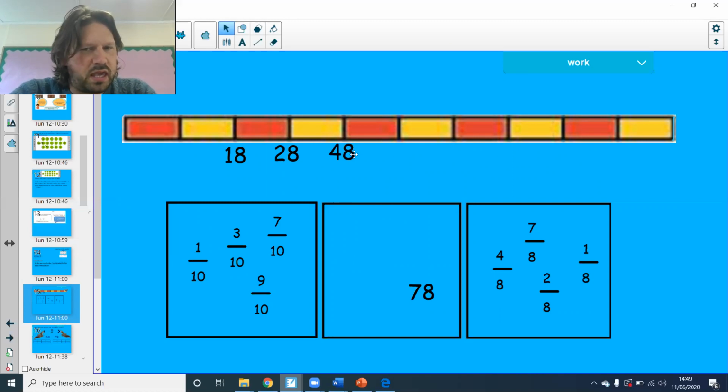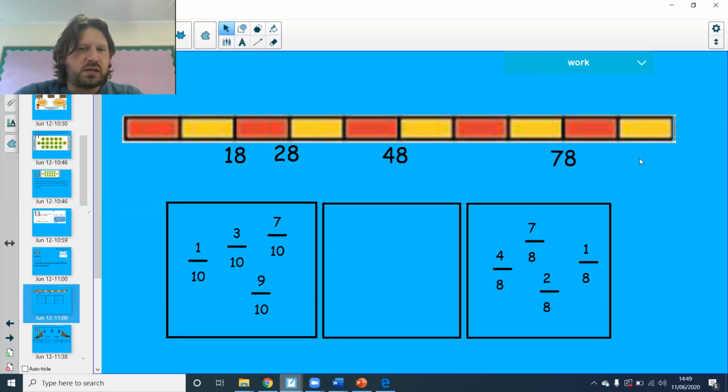Now instead of putting it here, I'm going to put it here. Does anyone know why? Why might I put it there and not here? Actually, ordering numbers, I could put it anywhere I like, but I'm going to put it here. I'm going to put the last one, 78, over there.